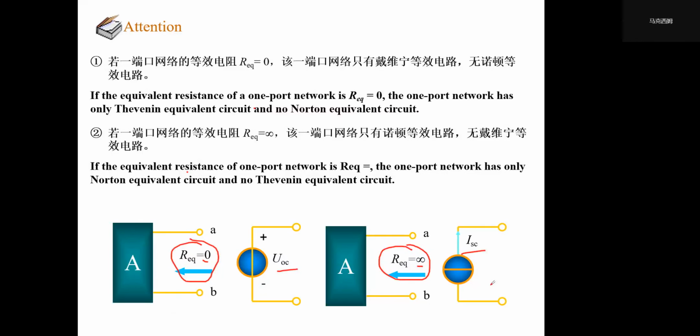So these are two extreme situations. But when it happens, we have to do it like this. That's all.